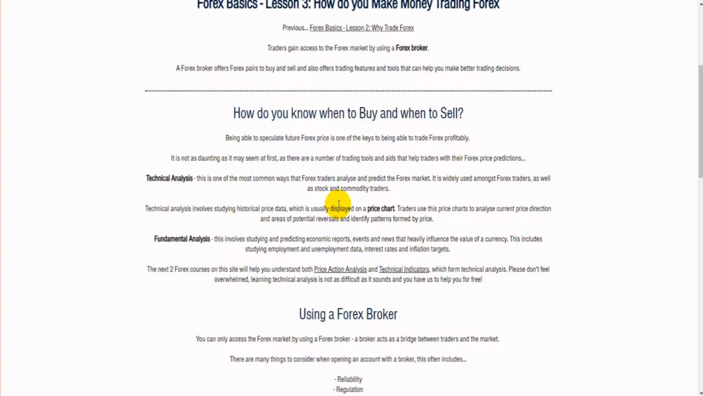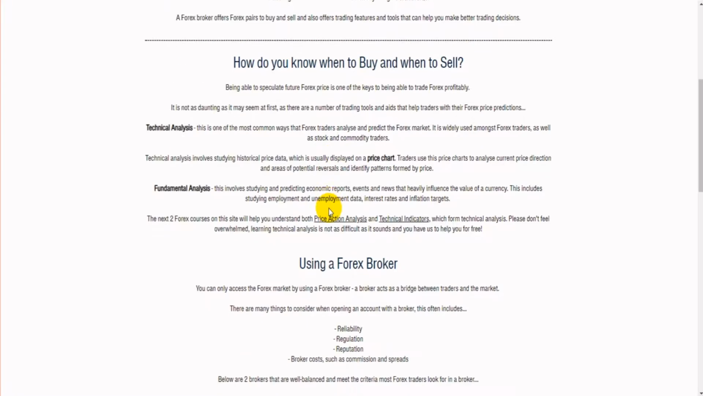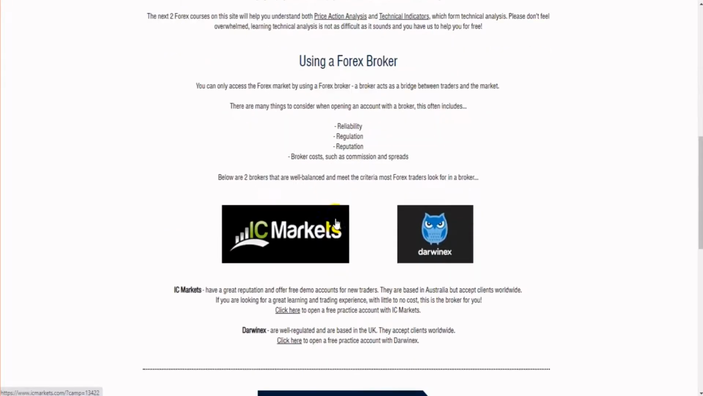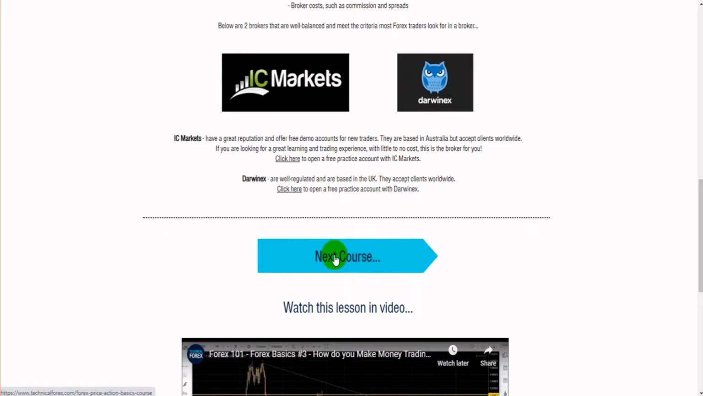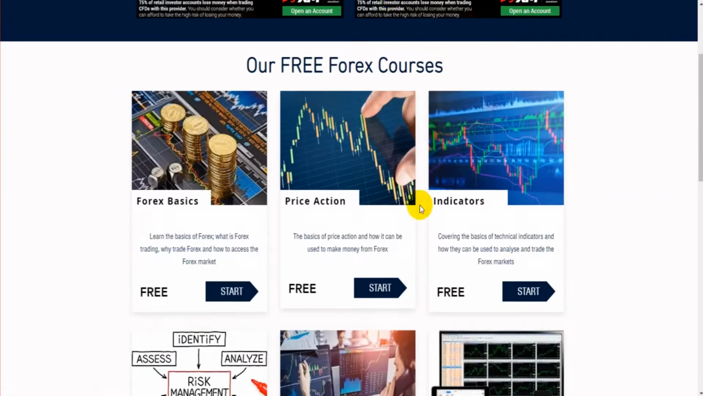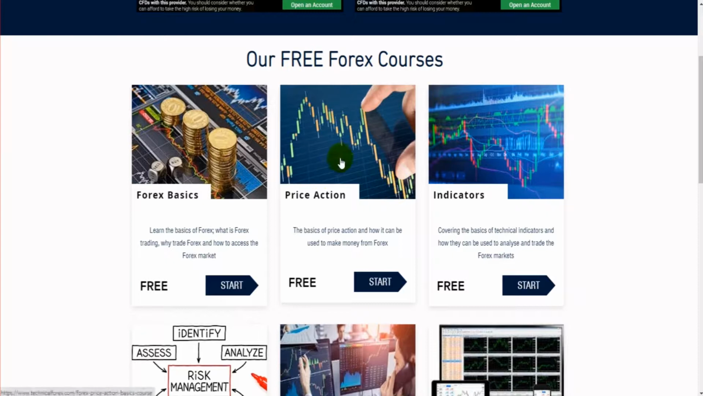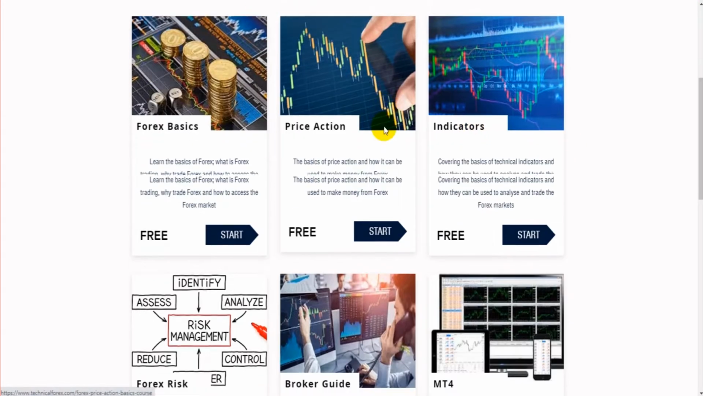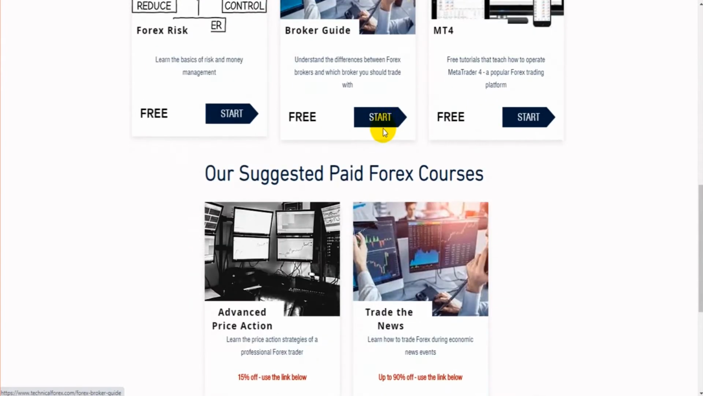But as these courses go on, you'll learn more about technical analysis and fundamental analysis, so please don't go anywhere. Just click on next course to start learning about technical analysis for free. Alternatively, you can click on courses at the top here and go to price action. Our technical analysis course is split into two, price action and indicators, and there are many more free courses on this website.